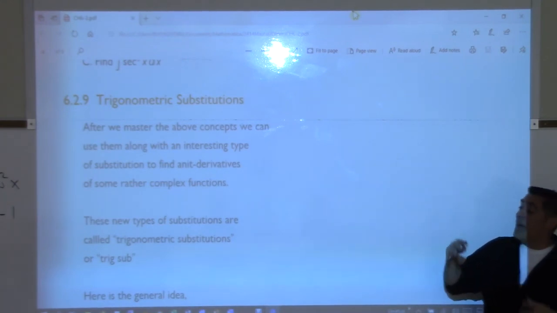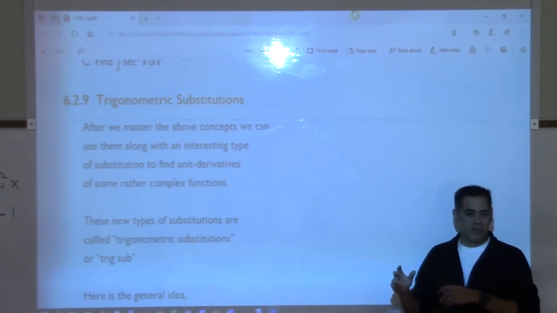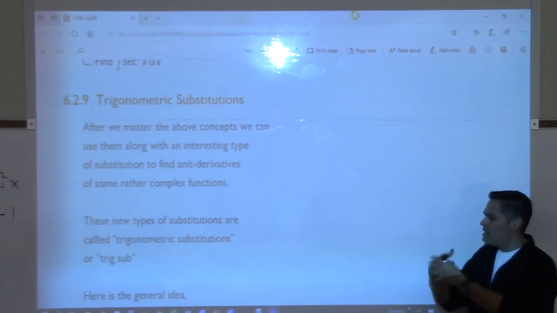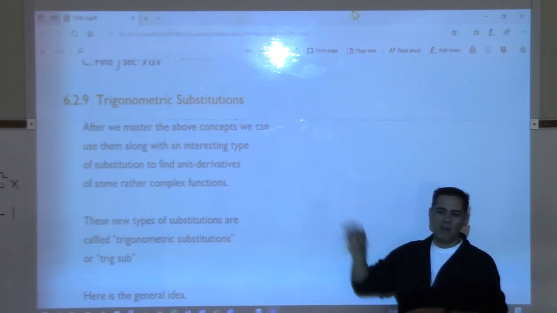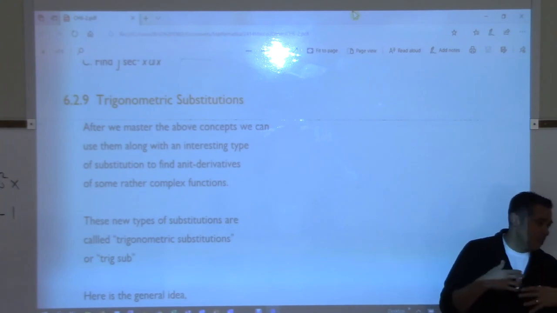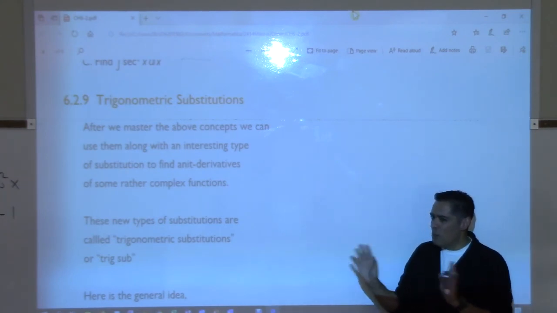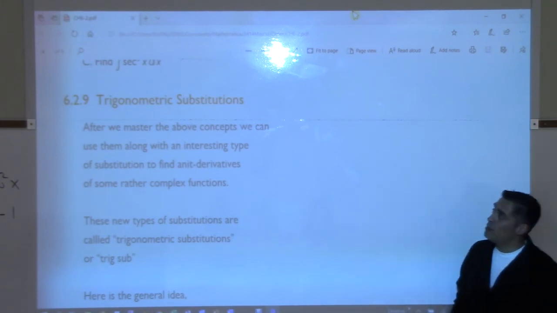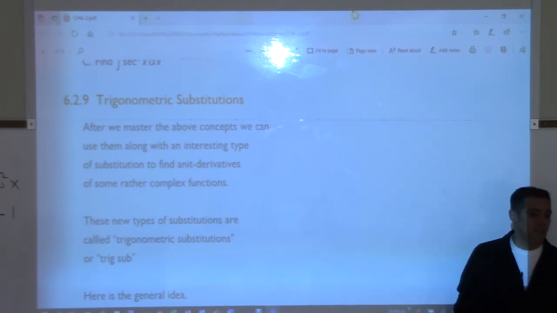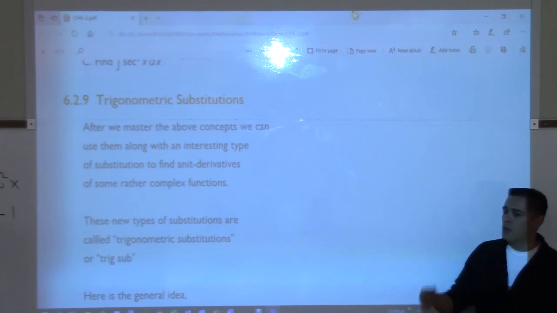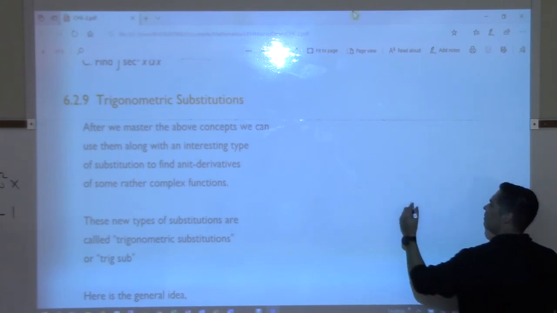Now we've added to that trig integrals, which means if we see combinations of cosine and sine, there's certain ways we can go about them. If we see certain combinations of tangent and secant, there's certain ways we can go about them, so long as it looks a certain way. Now we move on to what are called trigonometric substitutions, or we call this trig sub.